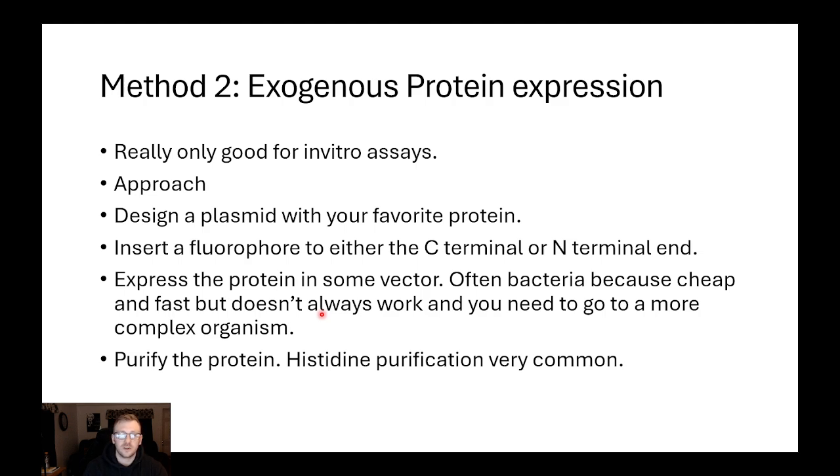And then once you've got your favorite protein expressed, you need to purify it. And so we do this through purification columns. Histidine purification is a very, very common way of doing this. You get beads that have an affinity for a 6-histidine tag that's added onto the C or N terminal of your protein, and then those histidines will bind to the bead. You run it through the column, and then you wash it out, which I'll talk about a little bit more later.